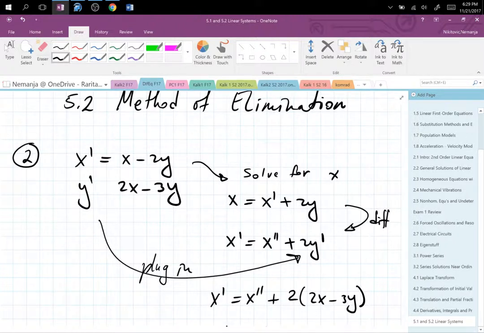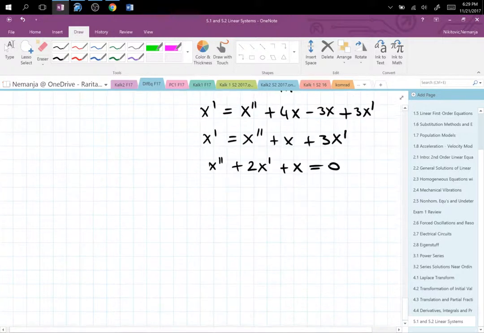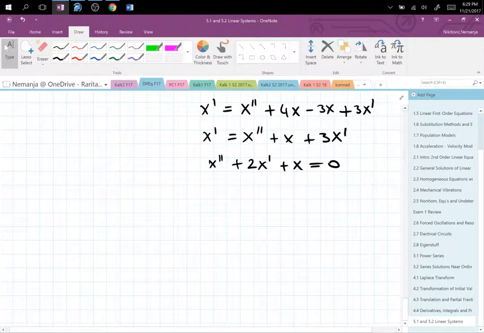Like, when would you want to use this method of elimination compared to the other? Well, method of elimination is the one that transforms this into the linear equation of second order that we can solve. So now if you look at this, I can make the characteristic equation. So 2r plus 1 equals 0. I get that.